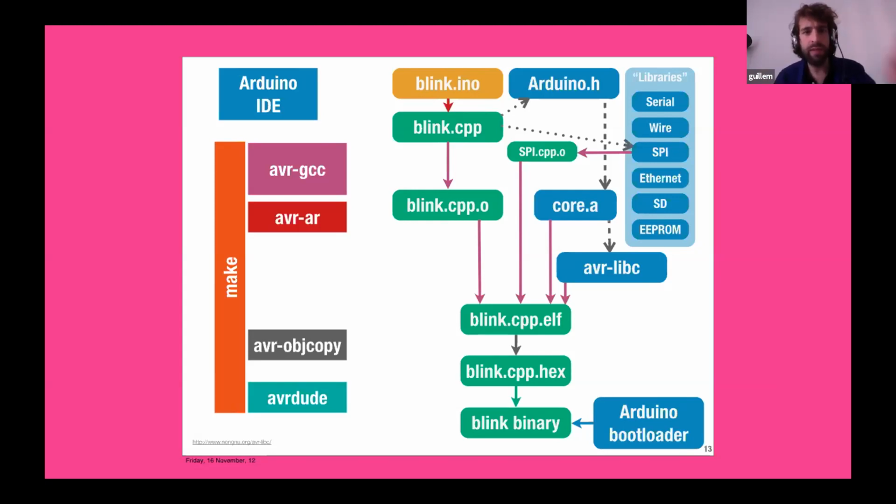So the AVR GCC, or the GCC, because on your boards maybe sometimes it's not the AVR, it's another family of GCC compilers, we could say. It actually takes this file, which is the Blink CPP text file, and turns it into what we call an object file.